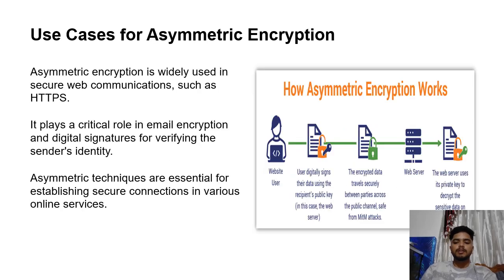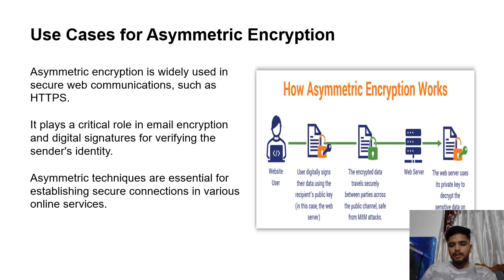So the use cases for asymmetric encryption. Asymmetric encryption is widely used in secure web communications such as HTTPS. It plays a critical role in email encryption and digital signatures for verifying the sender's identity. Asymmetric techniques are also essential for establishing secure connections in various online services.